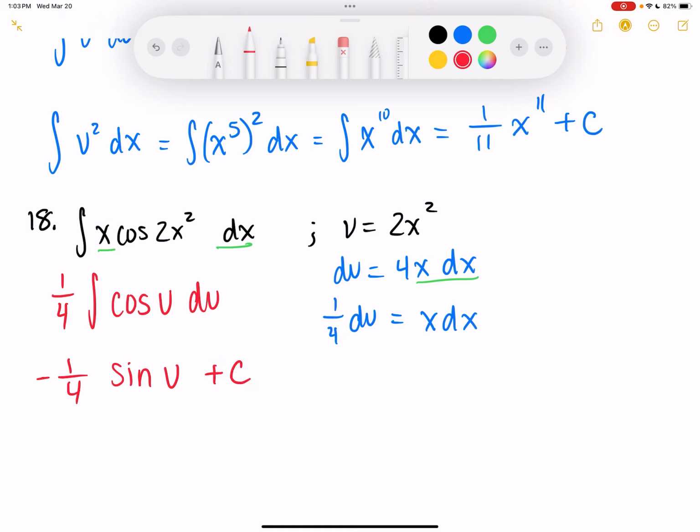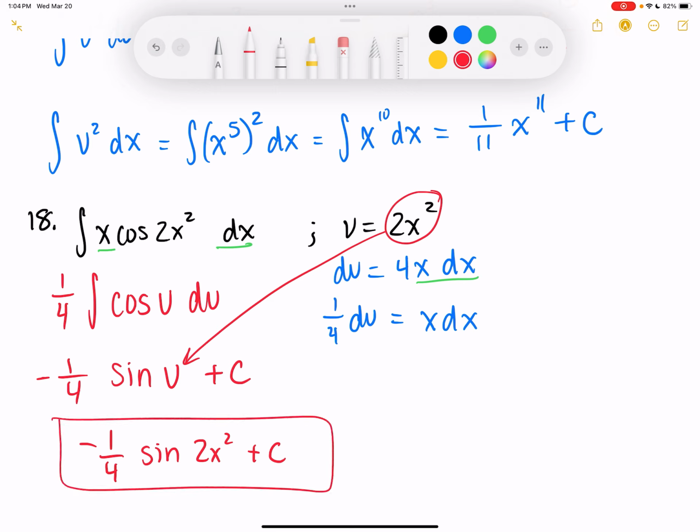So now to actually get the final answer, I have to plug this u value back in. Okay, if you leave it here, your answer is not right. So it's negative 1/4 sine of 2x squared plus c. And this would be your final answer.